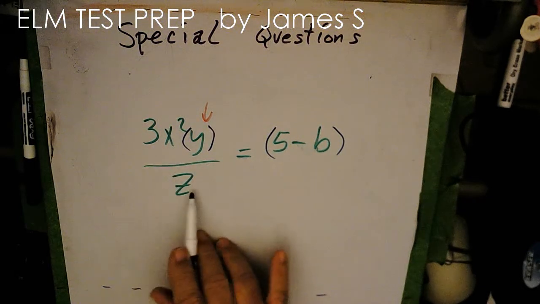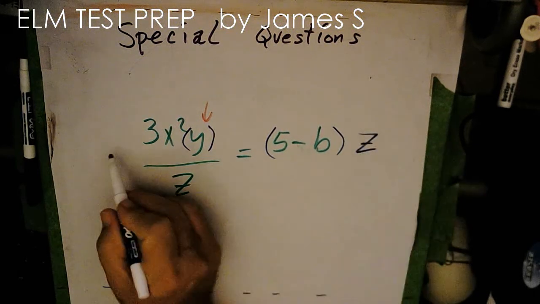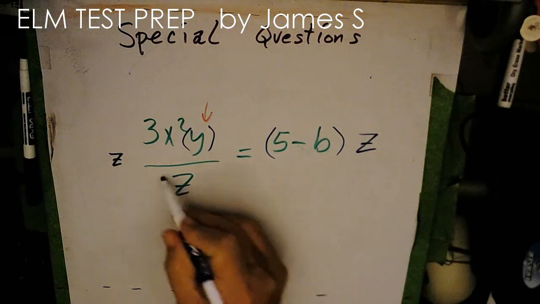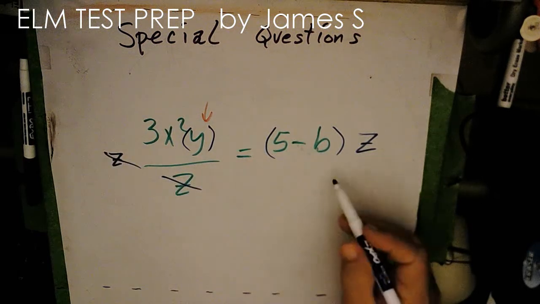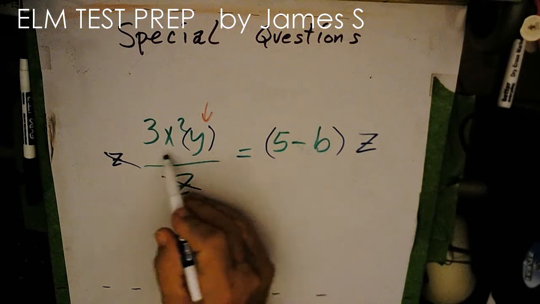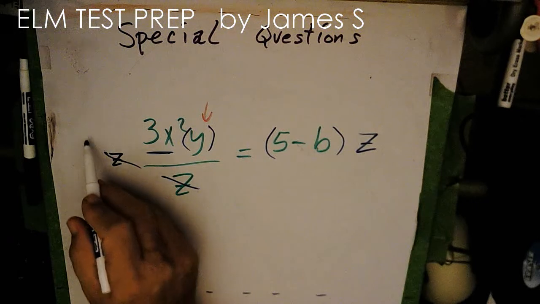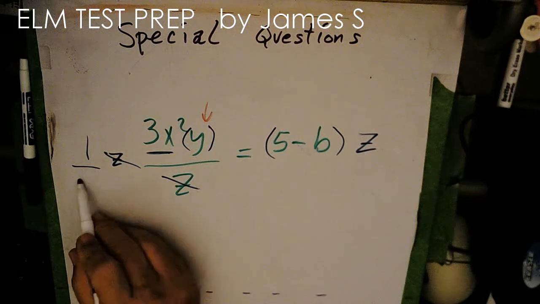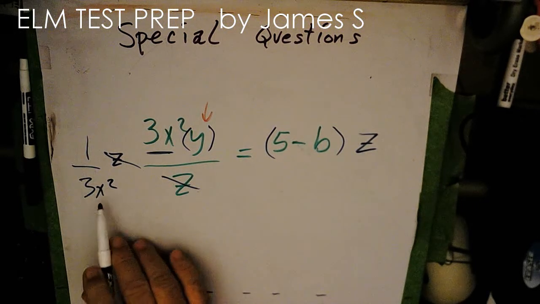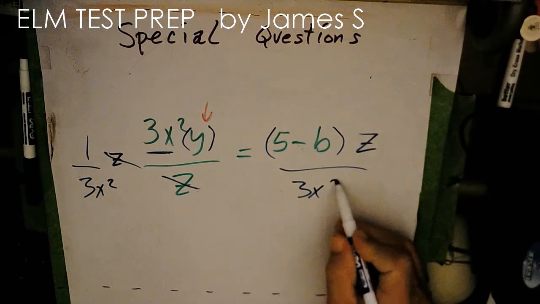To undo this division by z, I'm going to multiply this side and this side by z. And these z's will cancel out. Now I have 3x squared times y. I'm multiplying by this quantity here, so I want to divide by that. So I'm going to multiply by 1 over 3x squared. Essentially, I'm going to divide both sides by 3x squared.